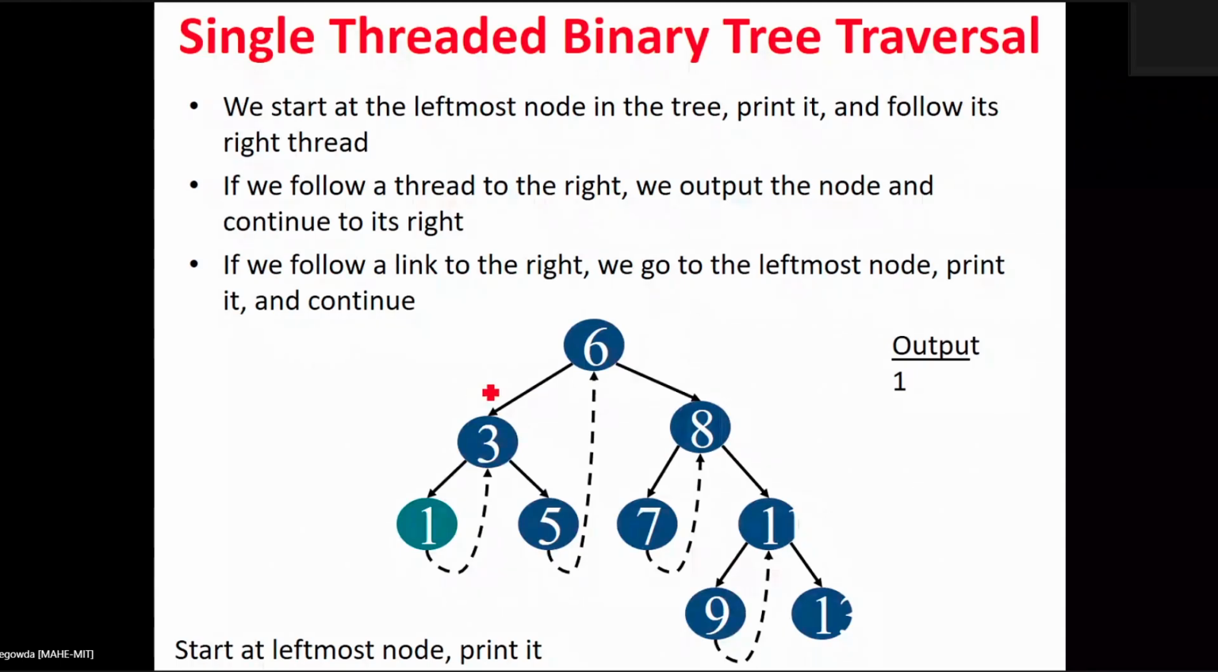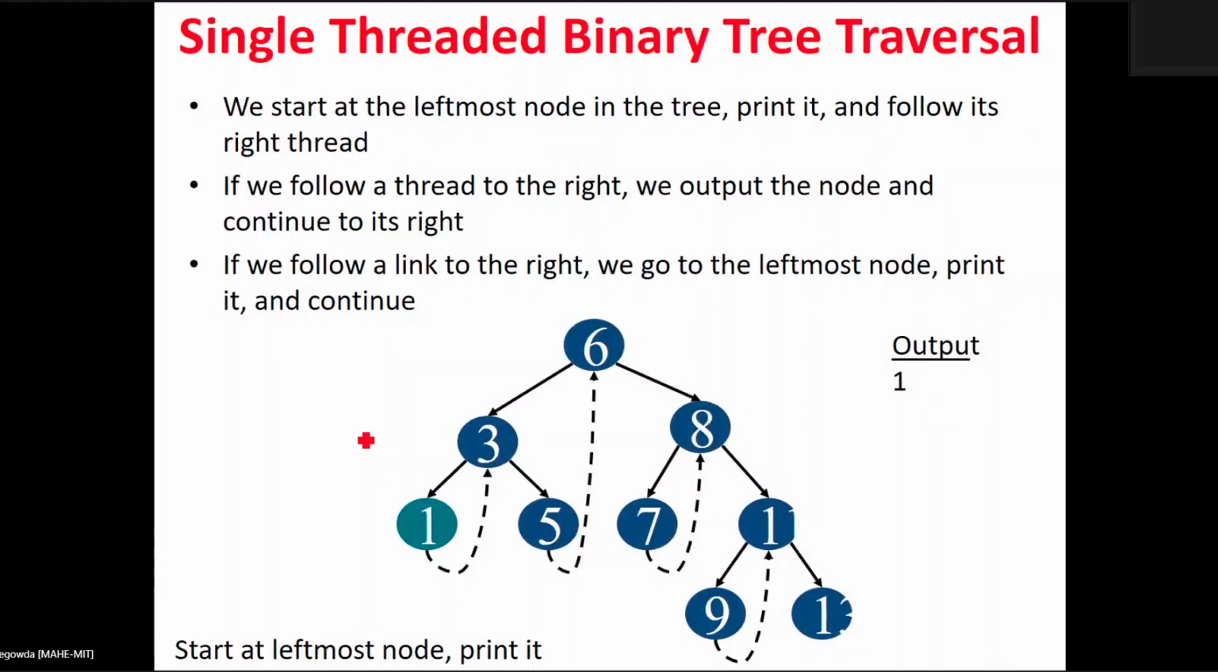Let us assume that this is the given binary tree. I want to traverse all these nodes using the in-order traversal method. How exactly can I do this? I can visit all the nodes by making use of the threads instead of going with the conventional method. We start with the leftmost node in the tree, print it, and then follow the right thread.